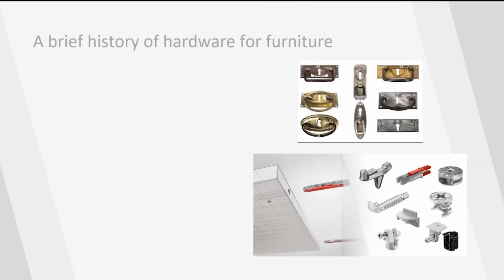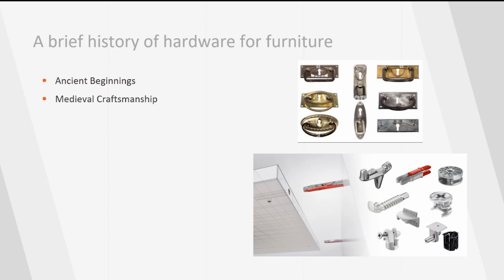So the history of hardware for furniture is a tale of innovation and adaptation, closely intertwined with the evolution of furniture design and manufacturing techniques. Here is a brief overview. Ancient beginnings. Hardware for furniture can be traced back to ancient civilizations such as Egypt, Greece, and Rome. In these early times, furniture hardware was often crafted from materials like bronze, iron, and wood. Simple hinges, locks, and decorative fittings were used to enhance both the functionality and the aesthetic appeal of furniture pieces.